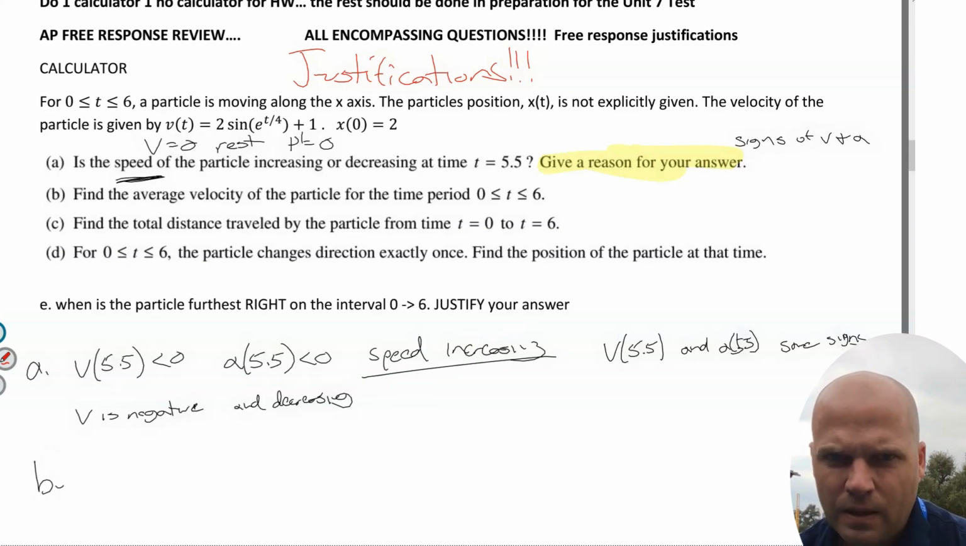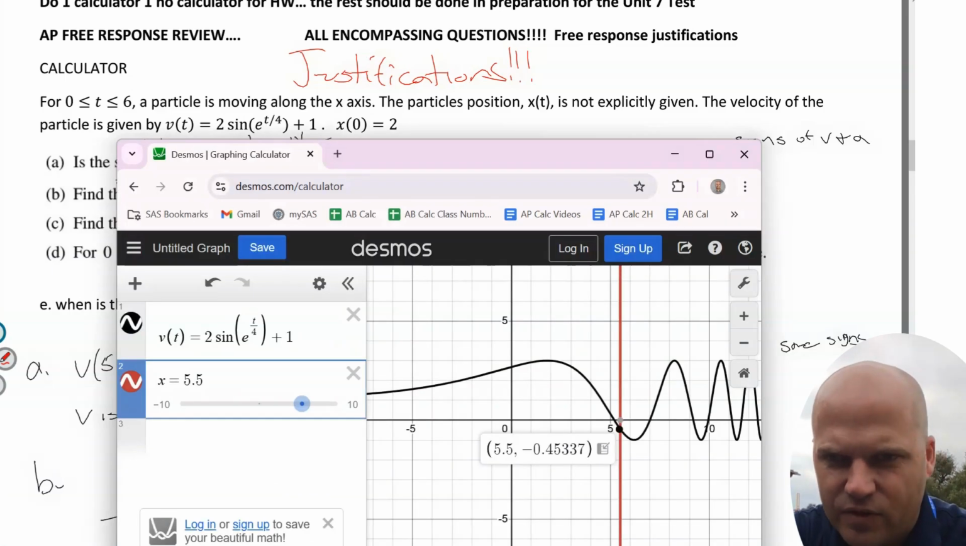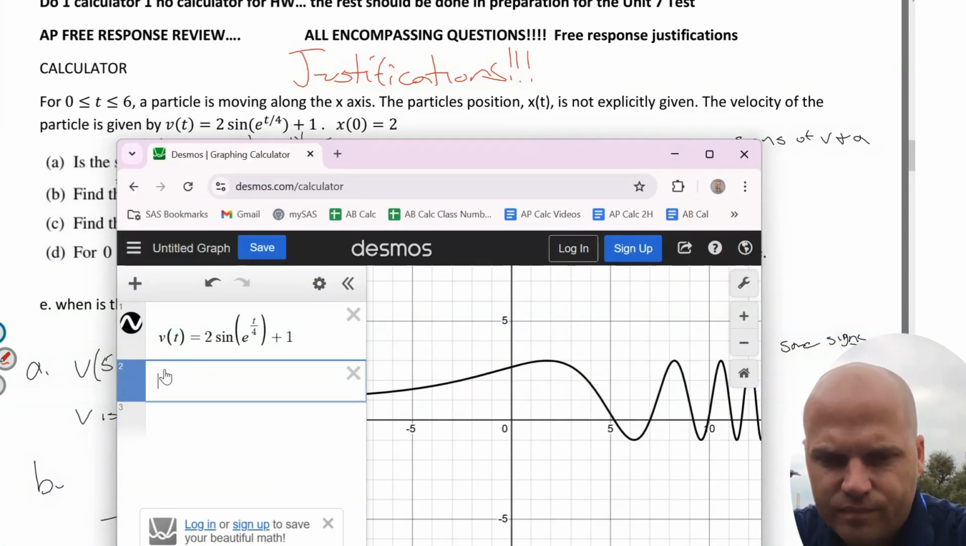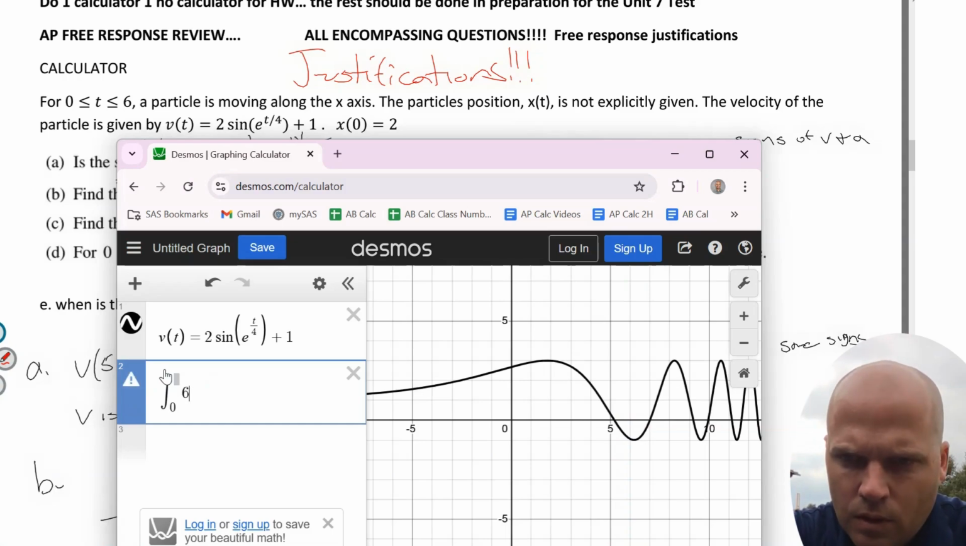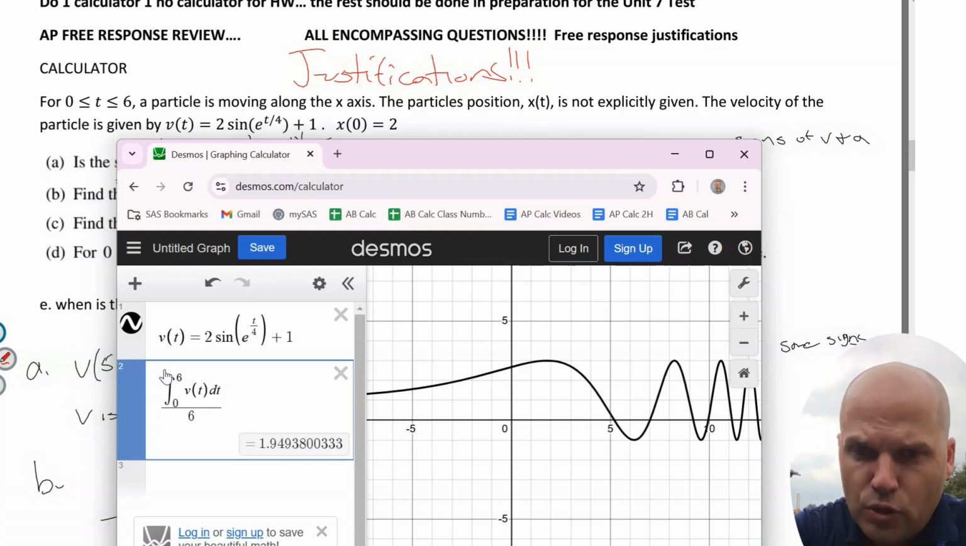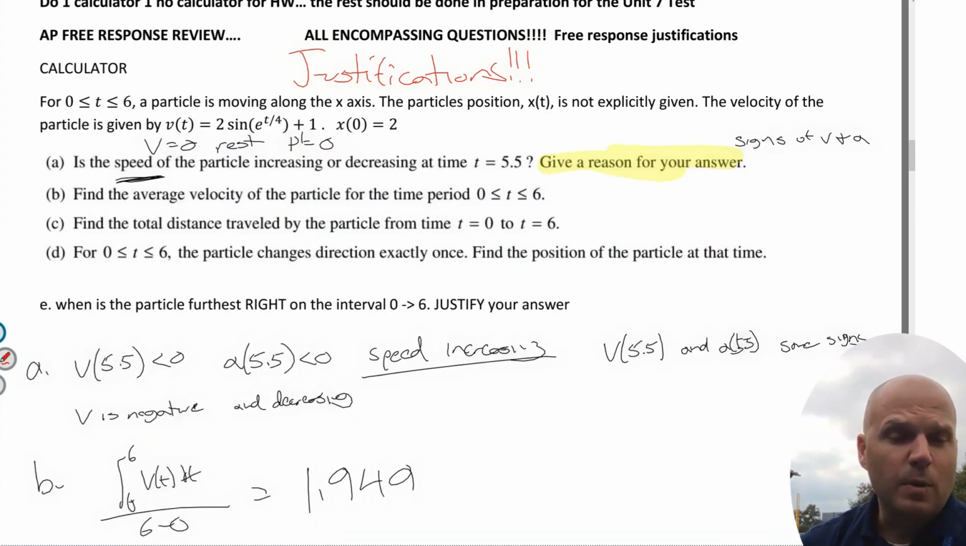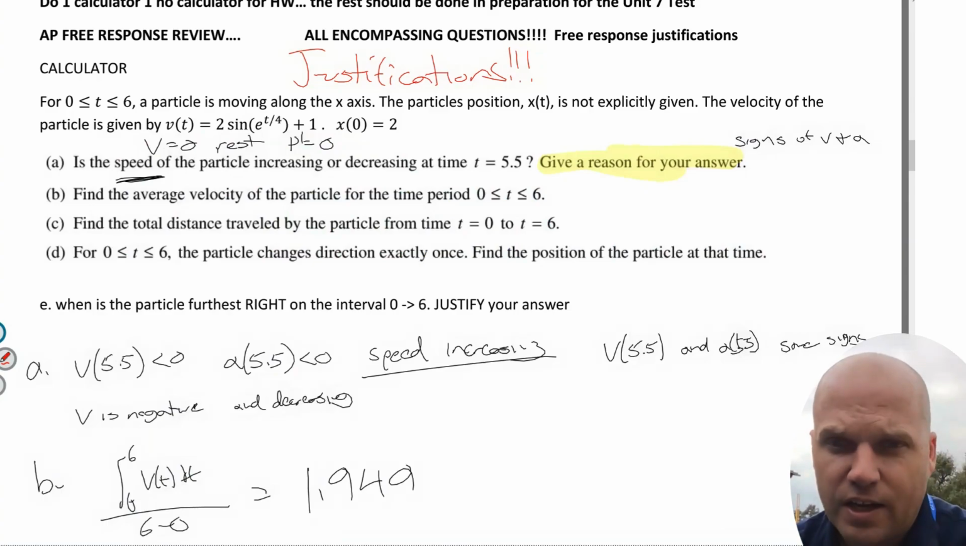Cool. Average velocity. Well, I would love to just add up my velocities and divide it over my interval. Well, great thing is they gave me the velocity. I don't have to take any antiderivatives. It's there. It's going to integrate. This is a real free response question from a past year. And I'm going to divide that by 6. You have to write this down, though. You can't just write the answer, 1.949. Three decimal places. Rounding is fine. Truncating is fine.